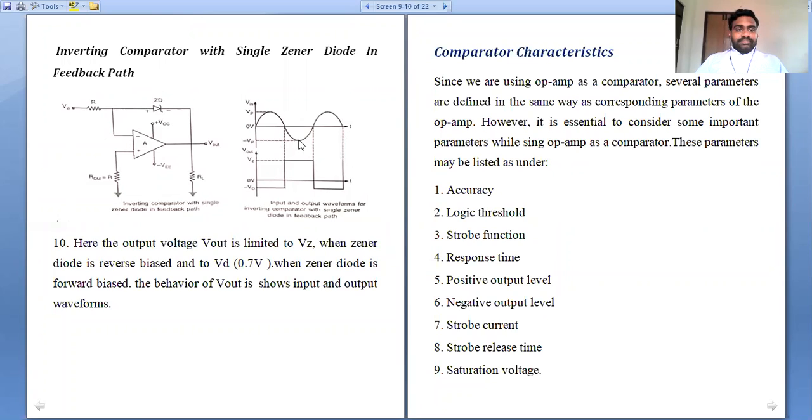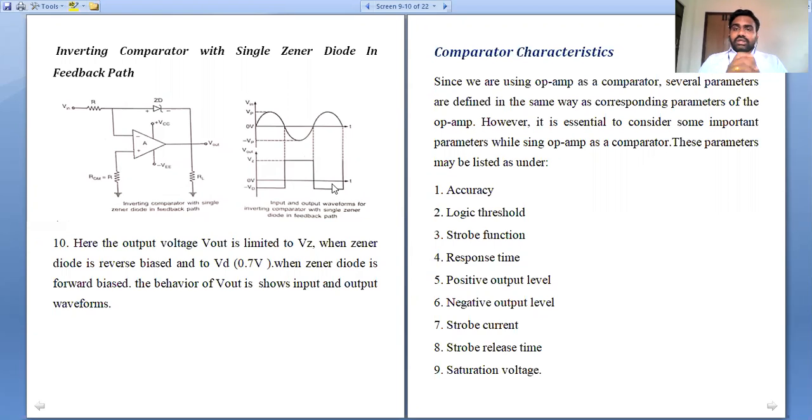At that condition, the Zener diode is forward biased, the input voltage is negative, and the output voltage is the inverse of the input voltage. That's why the output voltage here we can see plus V saturation. Again, the operation will go on continuously.